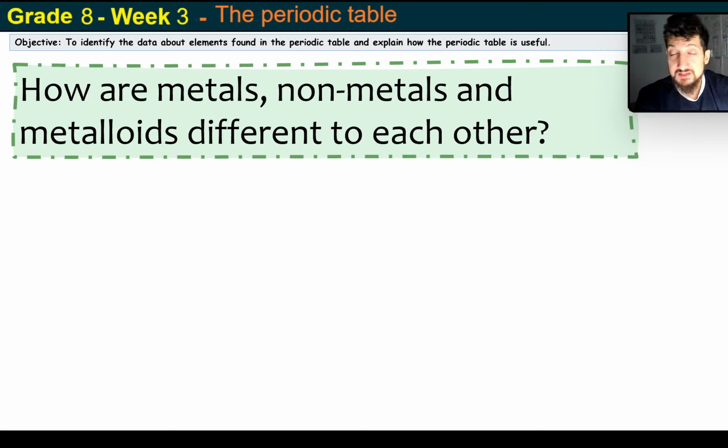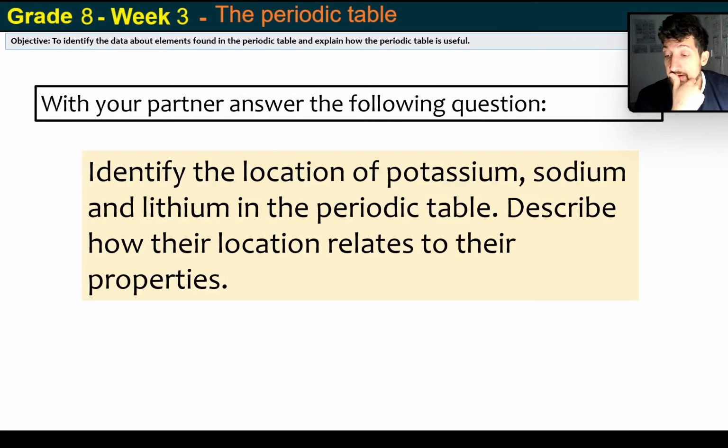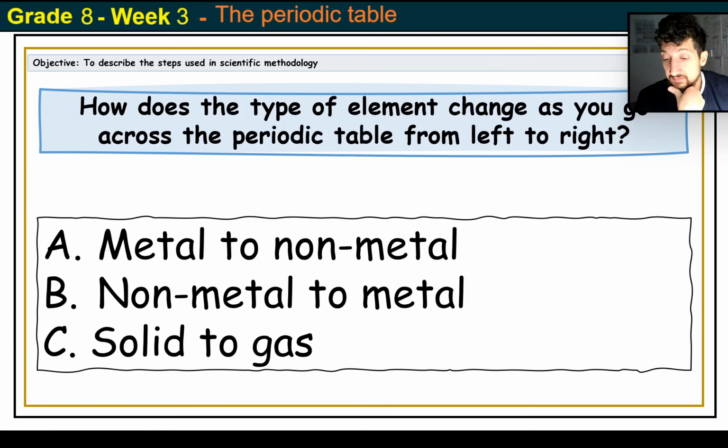And metalloids, they're the kind of in-betweens. They can be semiconductors like silicon chips, but they retain features of both metals and nonmetals. Okay, I'm going to give you some time to think about that one. I'll let you do that one on your own.